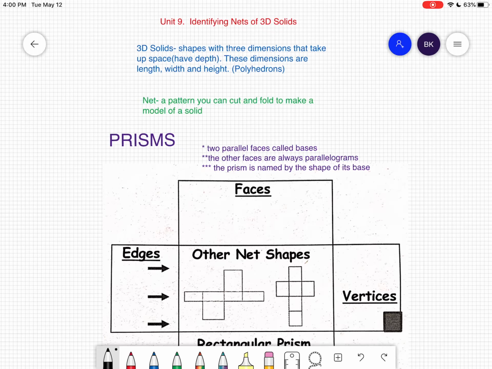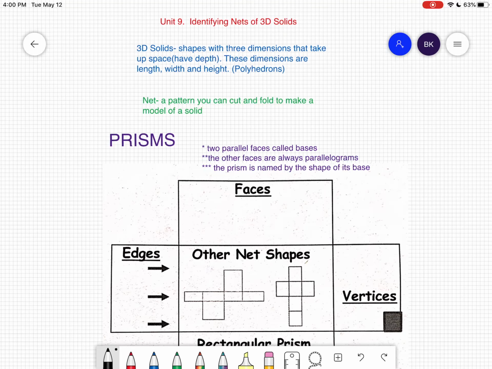Hi guys, it's Mrs. Boone here, and today we are starting Unit 9, and Unit 9 is all about 3D shapes, and today's lesson is going to be on identifying nets of 3D solids.